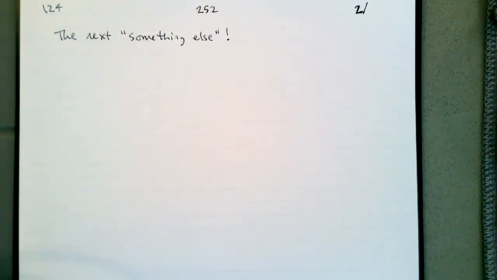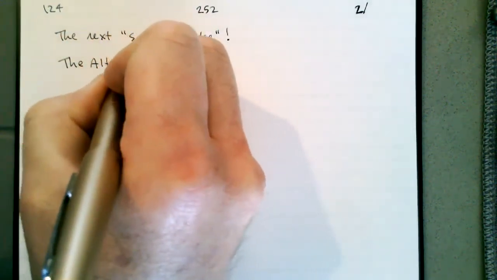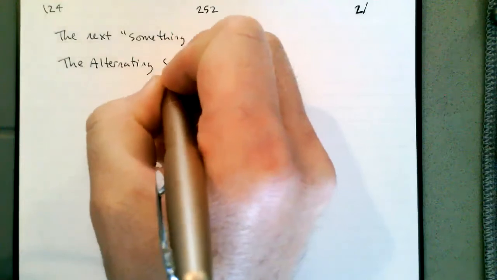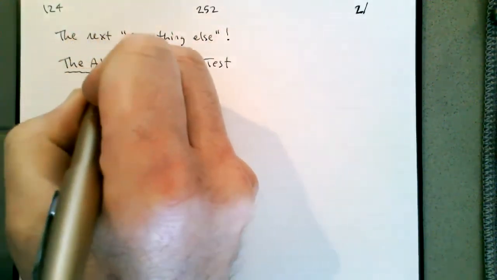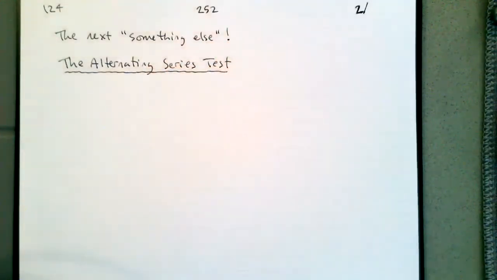Let's move on to the next something else. So the next big something else is the alternating series test. The next something else that we're talking about is alternating. If the terms go to 0 and they alternate, then you get convergence. So here's what the alternating series test says.